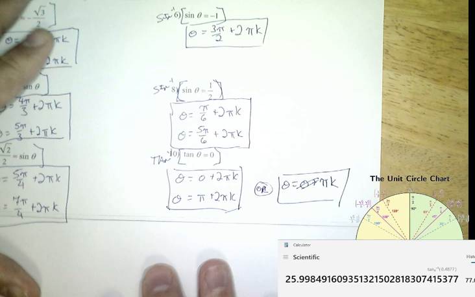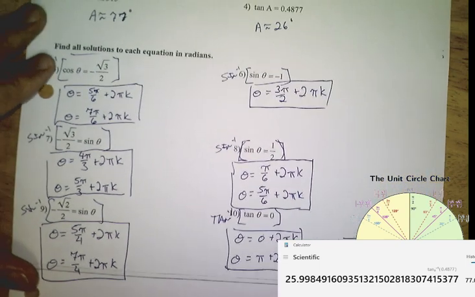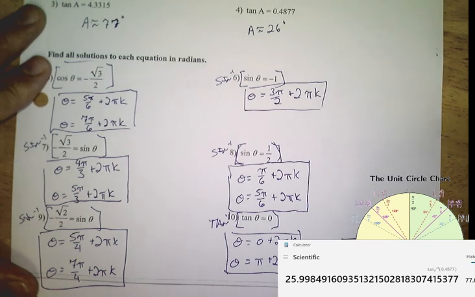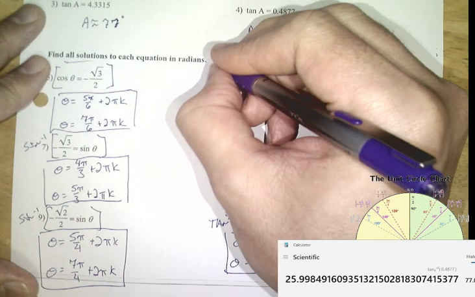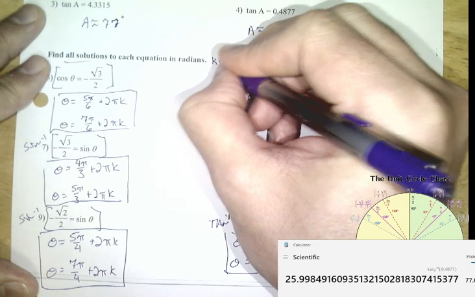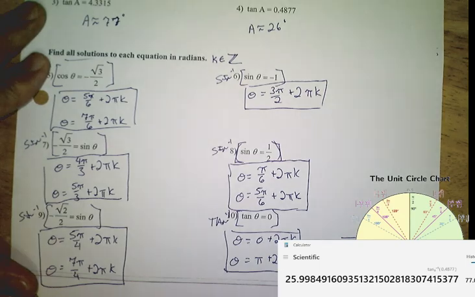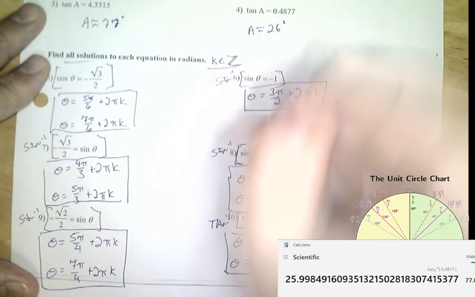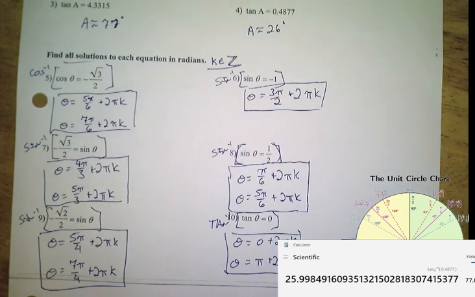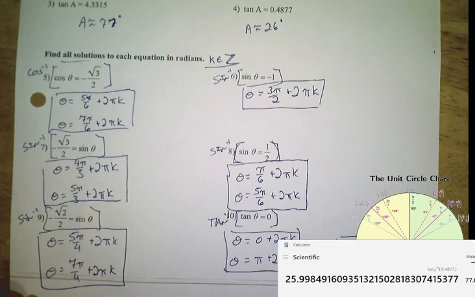And then before all of y'all email me and say that I forgot the most important part, I'm going to write it down right now. k is an integer, for all of them. k is some integer. Write that down, and it's going to apply for everything.